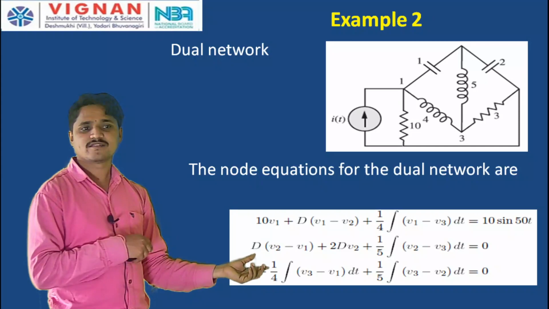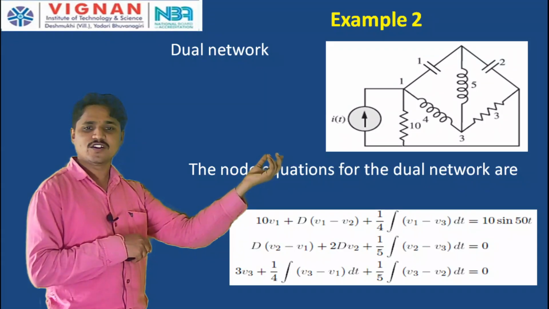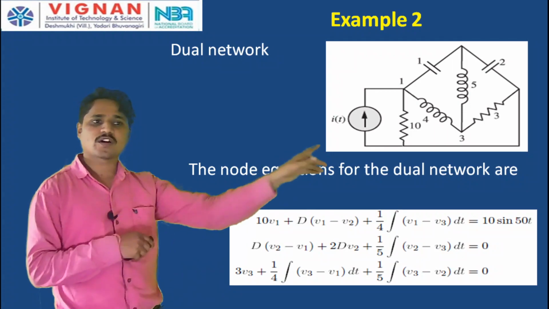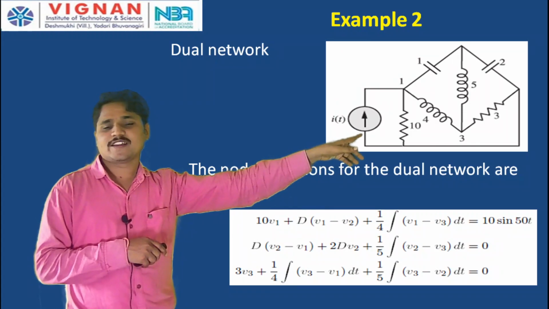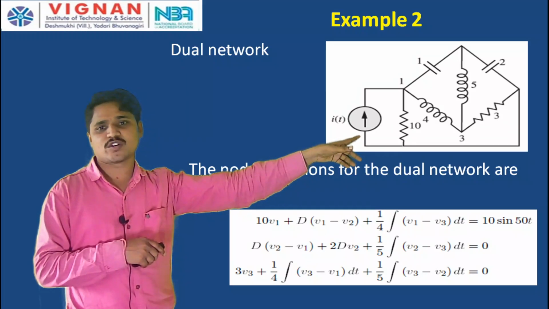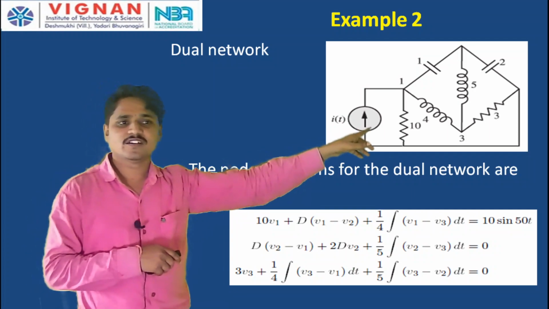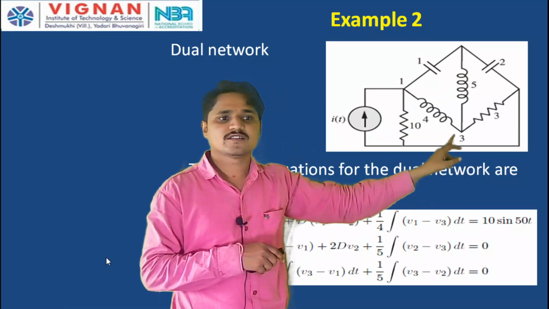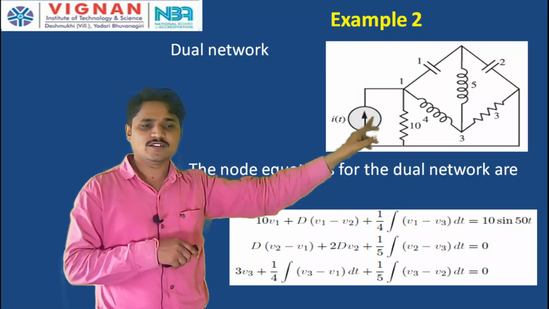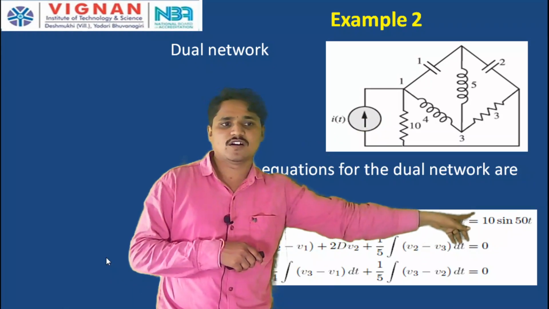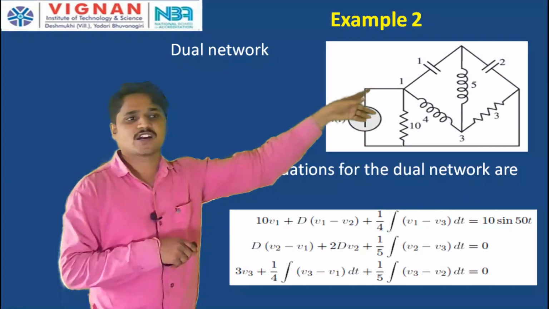Once you draw the dual network, you have to write the node equations. That means you have to apply Kirchhoff's current law, KCL, for all the nodes. For node 1, apply that the algebraic sum of the currents leaving the junction is equal to 0, or the sum of the currents entering the node is equal to the sum leaving the node. See here, this is node 1, V1, node 2, V2, node 3, V3. Applying at node 1, the current entering is 10 sin 50t, so 10 sin 50t must be equal to the currents leaving.